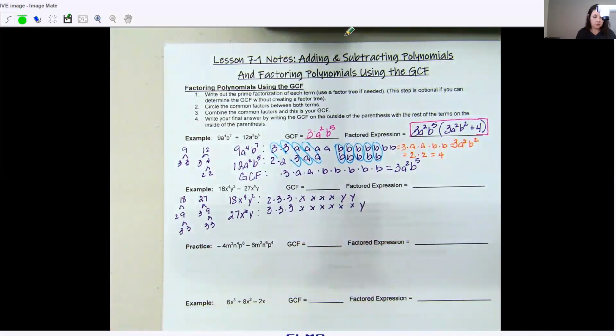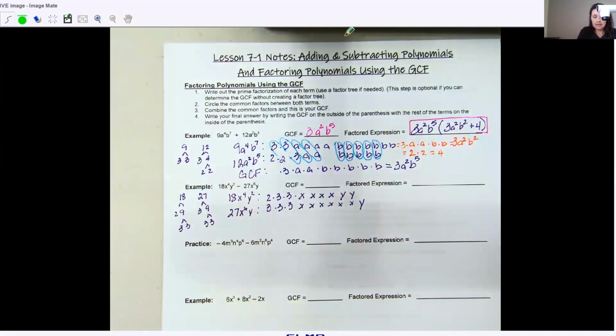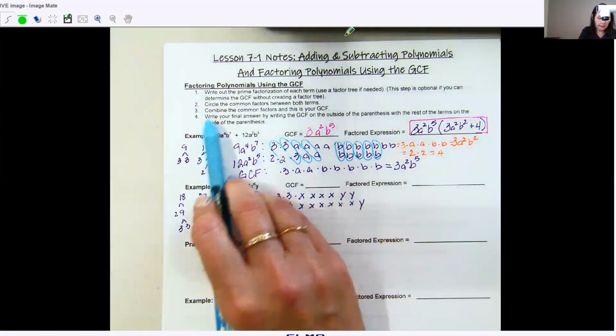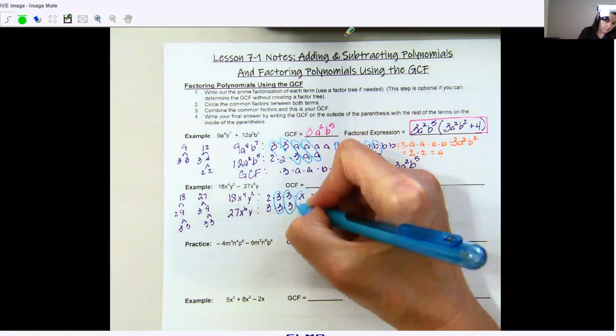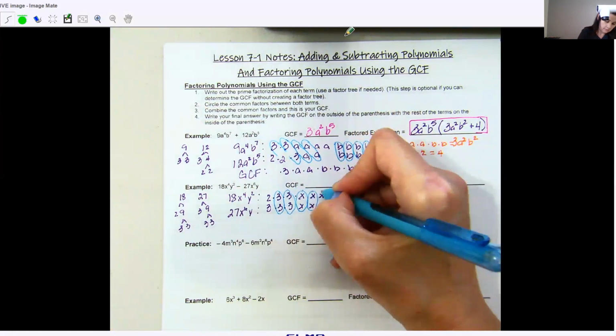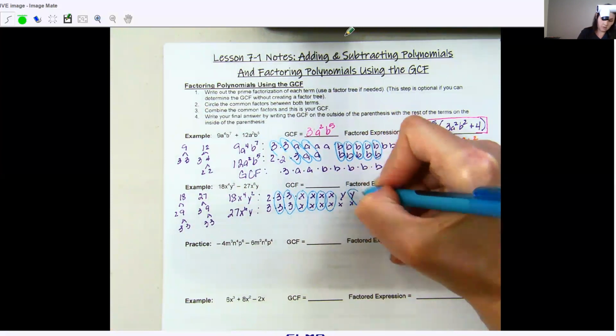Okay, so I did step 1. I wrote out the prime factorization for each term. Next, I am going to circle my common factors. So I have a common factor here and here. And I have a y that's common.